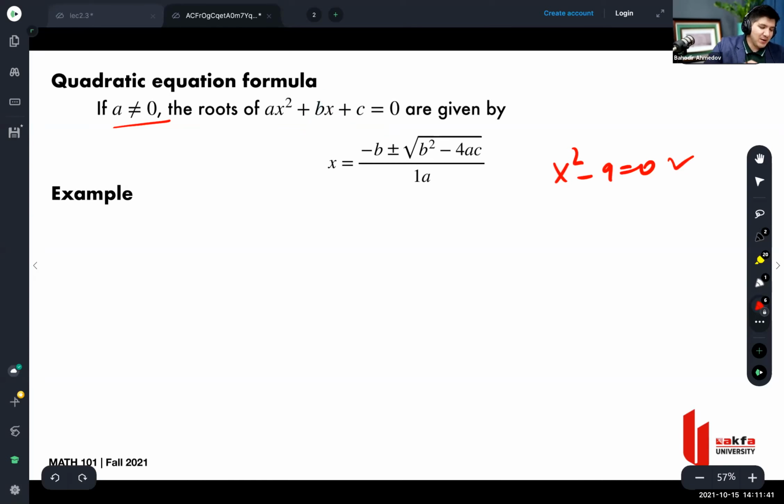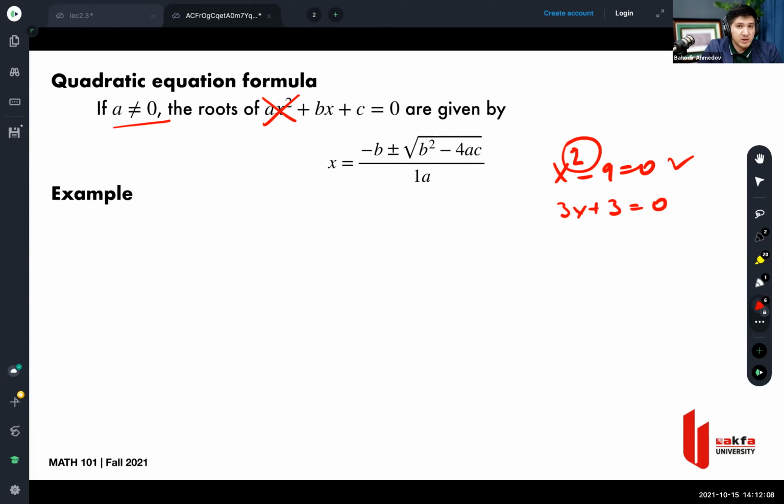Okay, without x, it is also a quadratic equation, not because it has two roots, but because the highest power is equal to 2. So it is a polynomial. Any polynomial with the highest power 2 is a quadratic equation. And if you don't have ax squared, for example, 3x plus 3 is equal to 0, then this is going to be a linear equation, and it's not going to be a quadratic equation.